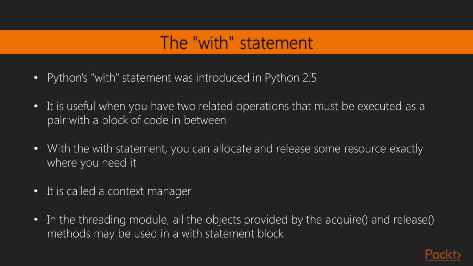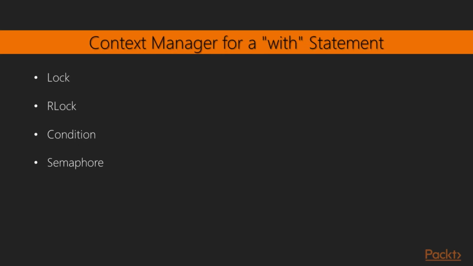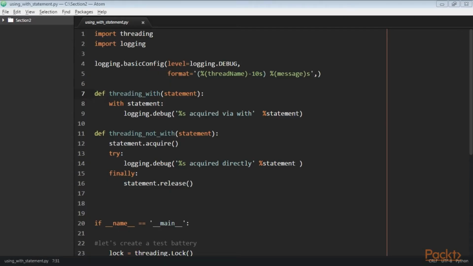For this reason, the with statement is called a context manager. In the threading module, all the objects provided with the acquire and release methods may be used in a with statement block. So the following objects can be used as context managers for a with statement: 1. Lock, 2. RLock, 3. Condition, and 4. Semaphore. In this code example, we simply test all the objects using the with statement.